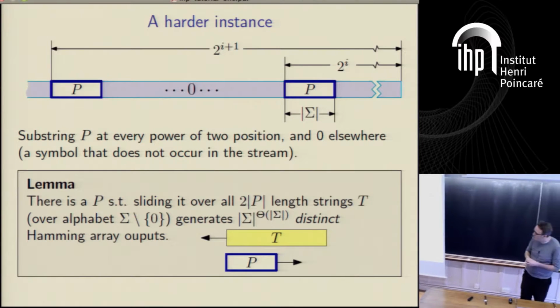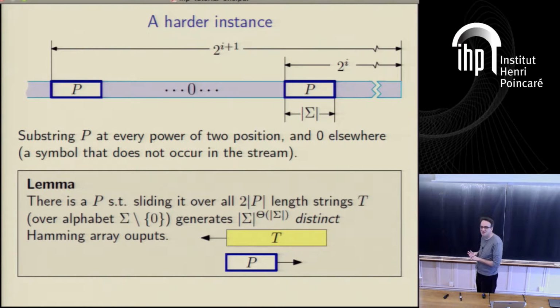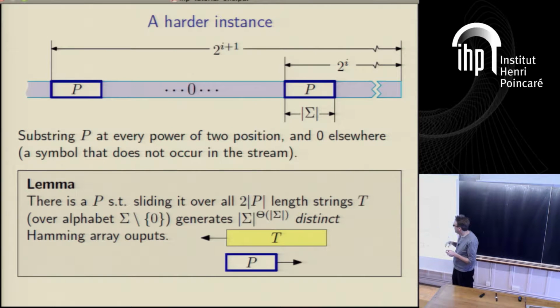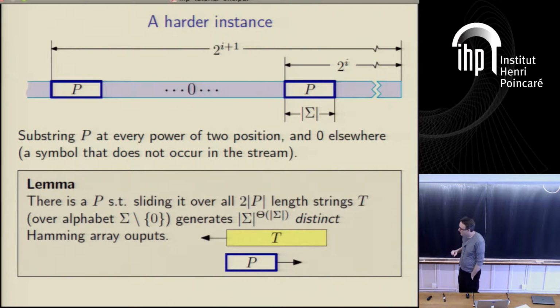And we're going to use this crucial lemma, which will take up some proportion of Ben's talk. I don't know what percentage, but 65% of Ben's talk. It says that there exists some pattern P, so that if you slide it over all 2p length strings T, then it's going to generate lots and lots of different possible outputs.